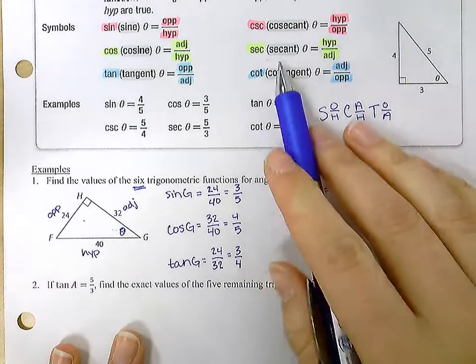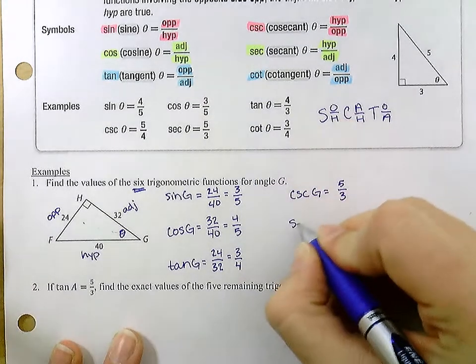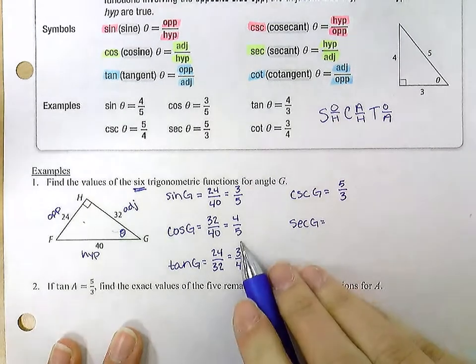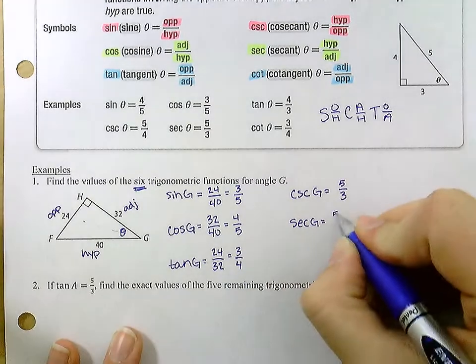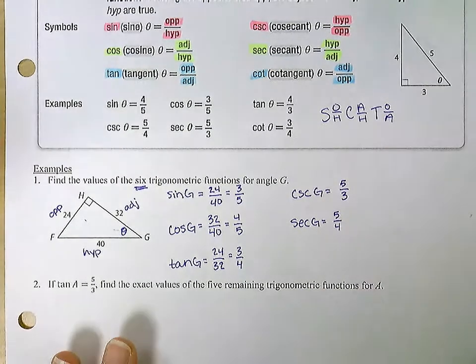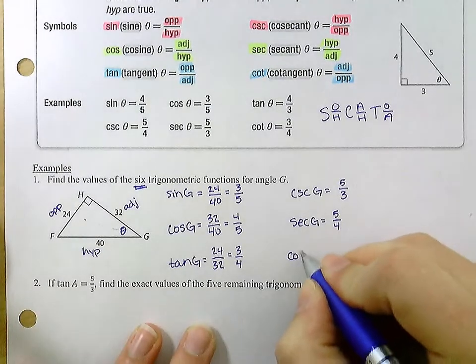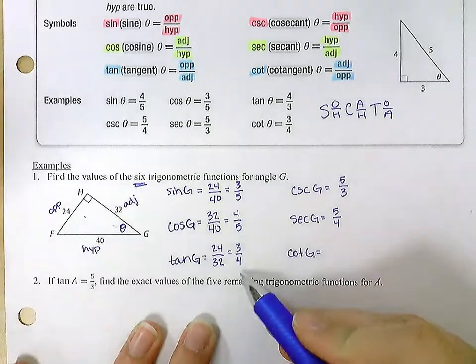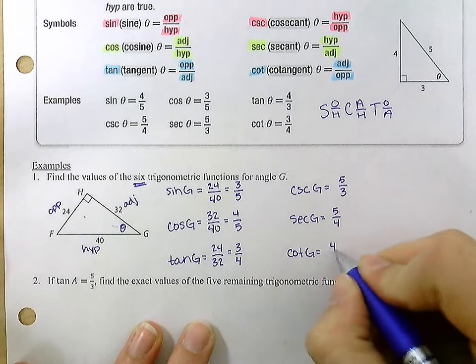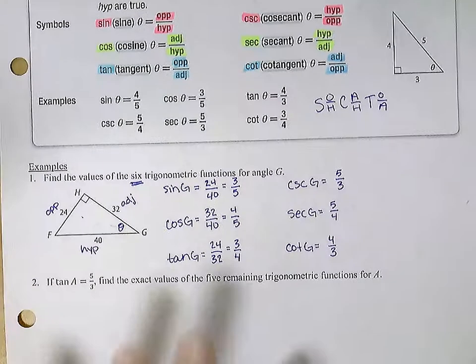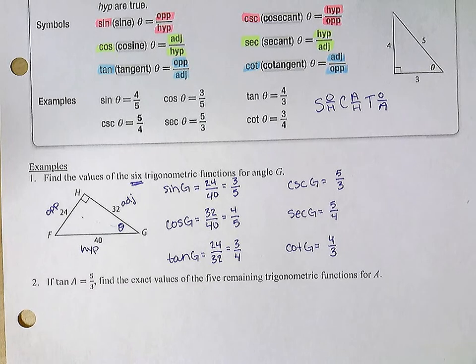Then we have secant, which is the reciprocal of cosine. So take the reciprocal of 4/5. That is 5/4. And then cotangent of G, take the reciprocal of tangent, so 4/3. Those would be your 6 trig functions. Questions on how I did example 1? I just used those ratios from above for each of my trig functions there.